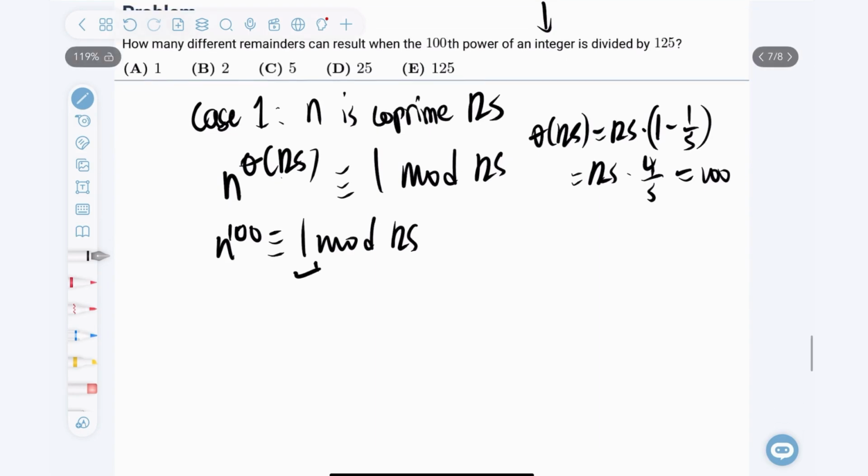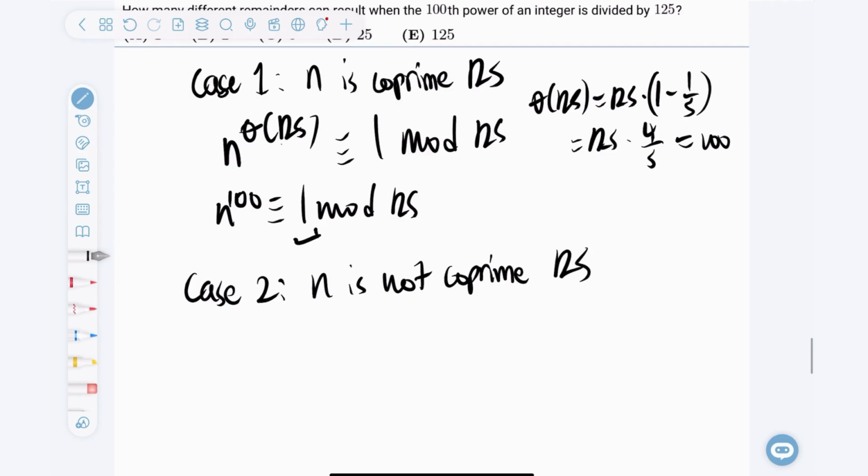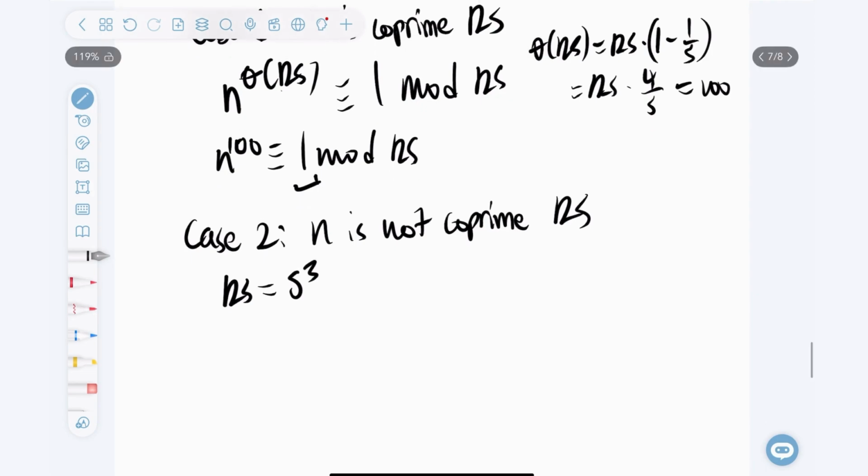So our second case is where n is not co-prime to 125. And so this means that n must have a factor of 5 in its prime factorization, because 125 is just 5 to the power of 3. So if n is not co-prime to 125 and their GCD is greater than 1, then that means that n shares a factor of 5, or multiple factors of 5. So we know n is just 5 times x, where x is just some random integer.